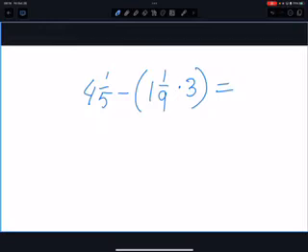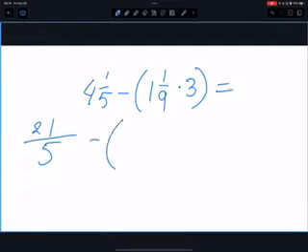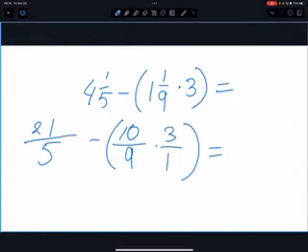The first thing is BEDMAS. You have brackets. So what goes first? Brackets. You can use your calculator. Use it step by step. Use every term step by step. So if you have 4 1/5, what does it become? 21/5. Subtract what? 1 and 1/9, which is 10/9, multiplied by 3 divided by 1.